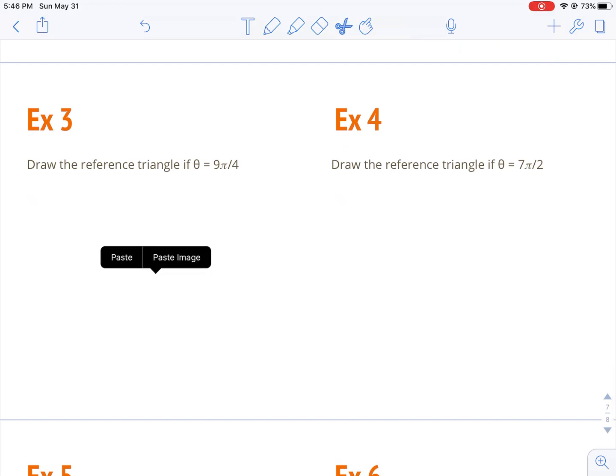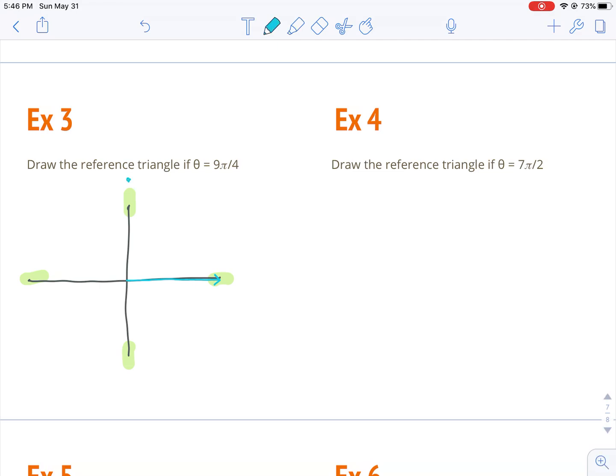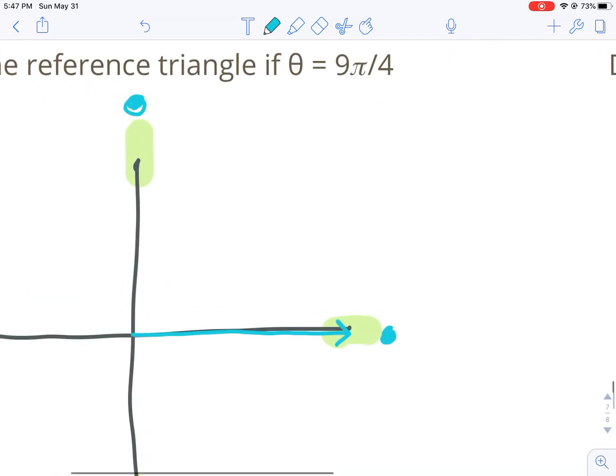I'm going to do the same thing with pi over 4. I know 1 pi over 4 is at 90 degrees, so I just need to count around until I hit 9 pi over 4. So I've got 1 pi over 4, 2 pi over 4, 3 pi over 4, 4 pi over 4, 5 pi over 4, 6 pi over 4, 7 pi over 4, 8 pi over 4, 9 pi over 4. And I get a picture like that.